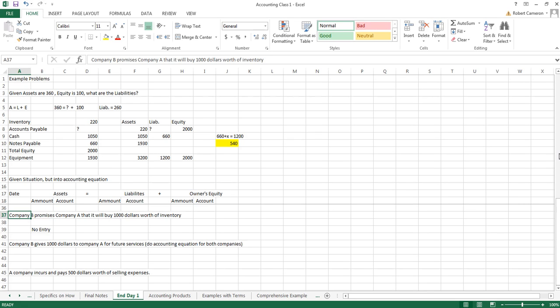So it doesn't matter that Company B promises Company A something. There was no exchange of goods or services, cash, nothing. So there is no economic substance. We're not going to have an entry.